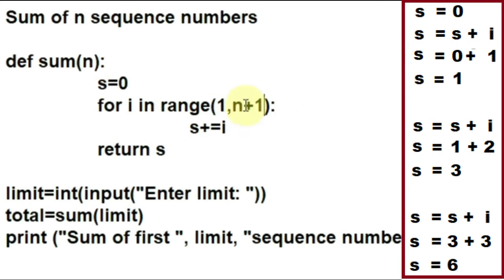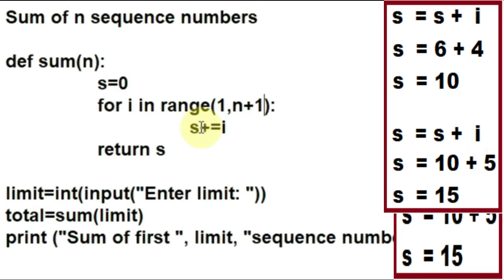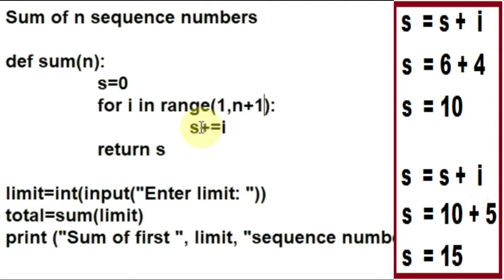So in the next iteration, the value of i will become 2. That 2 will also be added to the variable s. Again the value of variable i will become 3. That will also be added to variable s. So the values from 1 till 5 will be assigned to variable i, and the values in i will be added to the variable s. So when the for loop is over, the sum of the sequence numbers will be in variable s, and that you are returning back to the main function, and that will be assigned to the variable total.